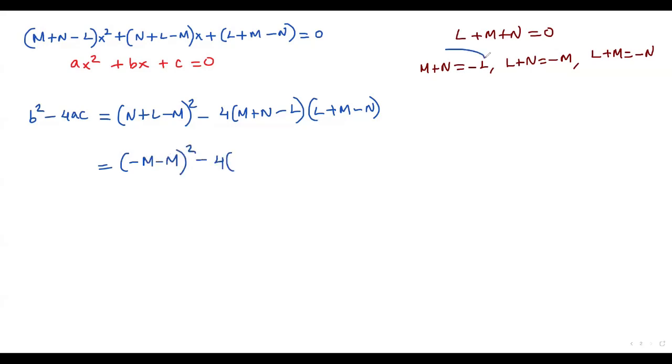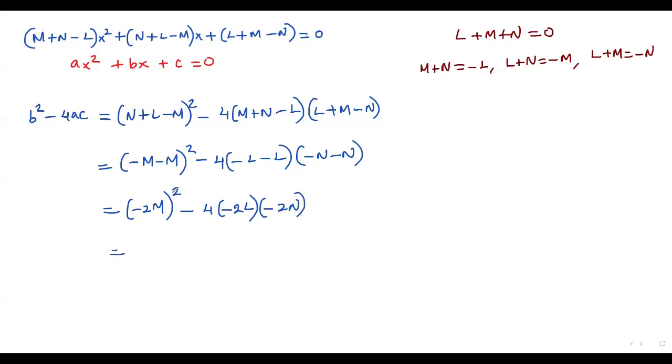Okay, here we can consider the first equation over here, that is m plus n is equal to negative L. So we can plug in this negative L for this m plus n, then I'm getting negative L. And here we can consider the third one over here, that is L plus m equals negative n. So we can plug in this negative n for this L plus m, then I'm getting negative n. Okay, so here negative m, when I combine them, I'm getting (negative 2m) the whole square, negative 4 times. So here when I combine negative L and negative L, I'm getting negative 2L, and here I'm getting negative 2n. Let me write over here.